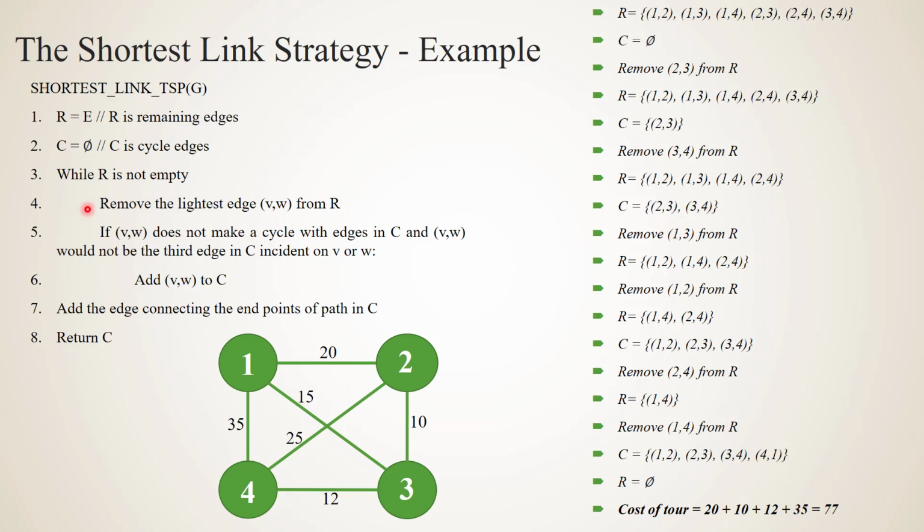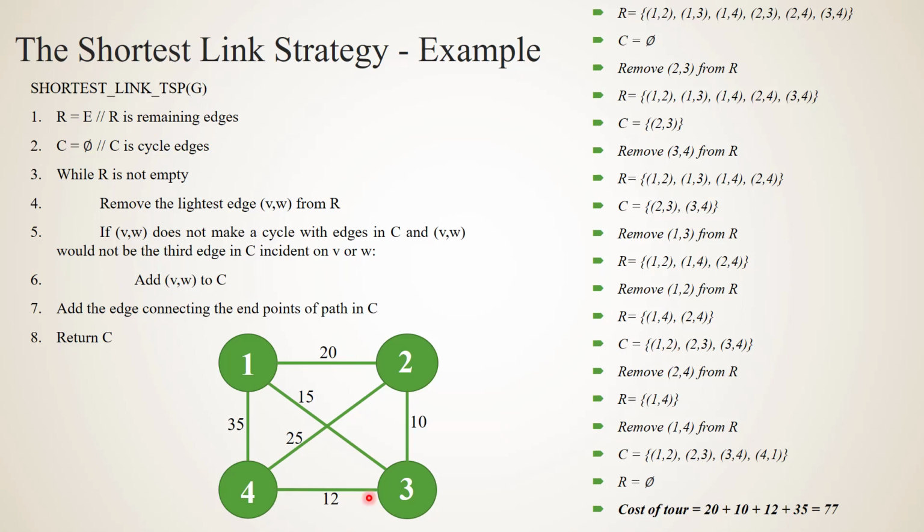Again, R is not empty. Remove (1,2) from R. Here (1,2) is the next lightest edge. Already (2,3) and (3,4) are in the cycle, so I am trying to add (1,2). It is not making any cycle and it is not making any third edge. So (1,2) is added to the cycle.